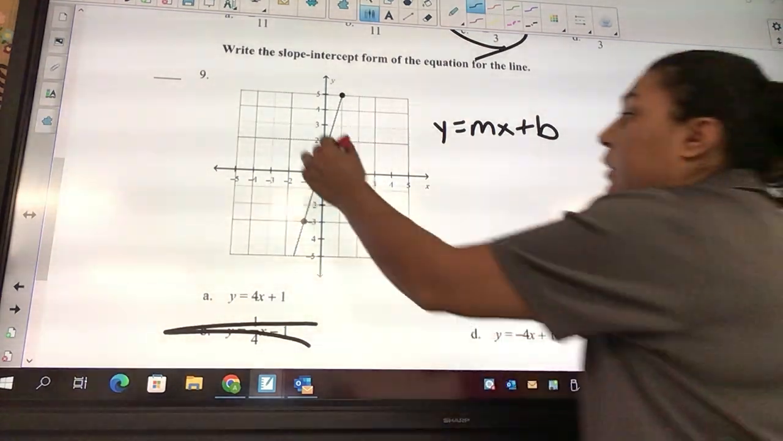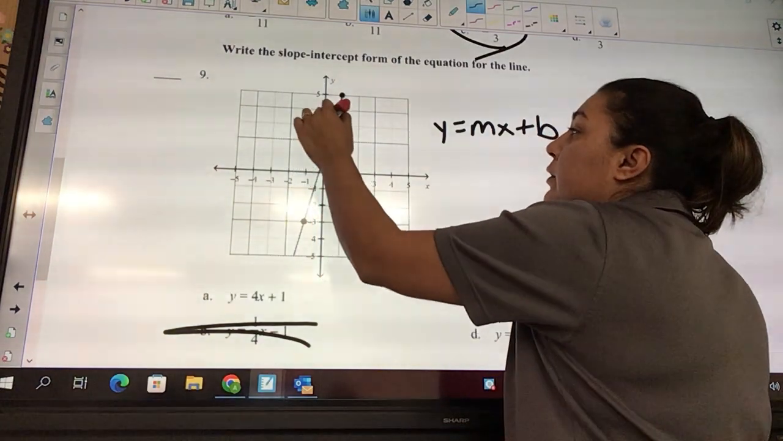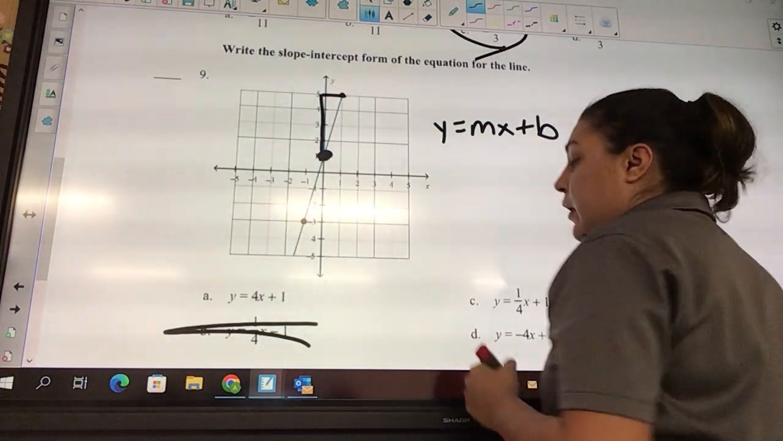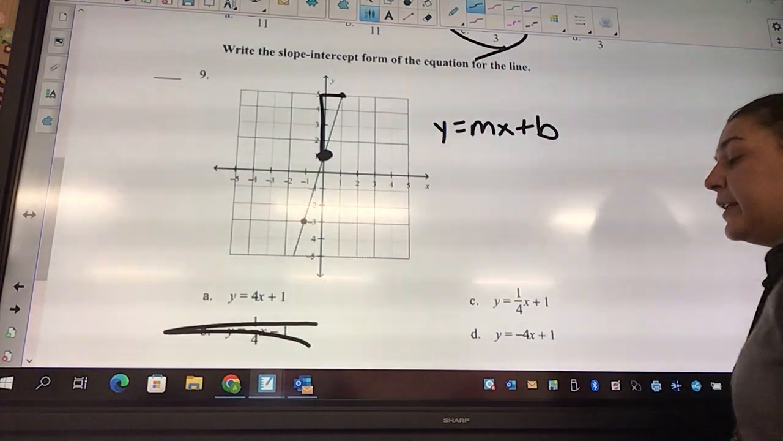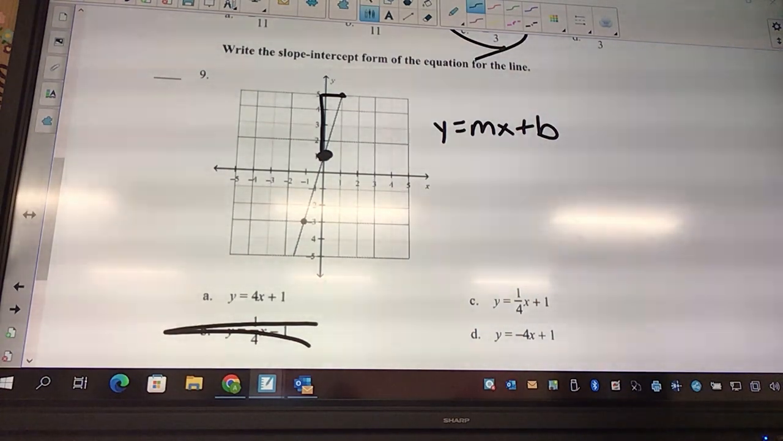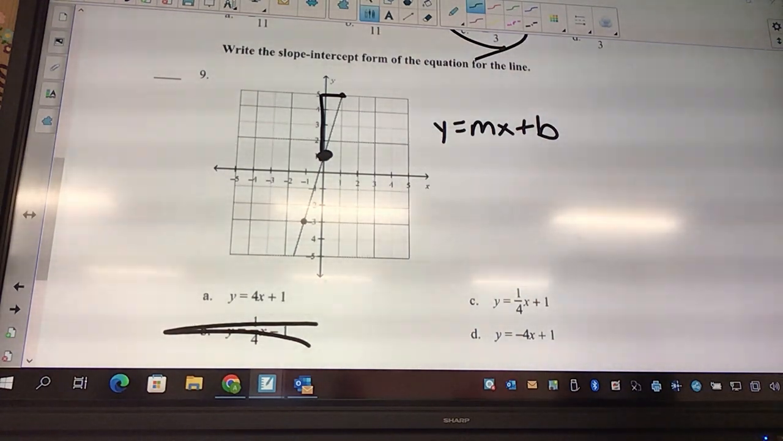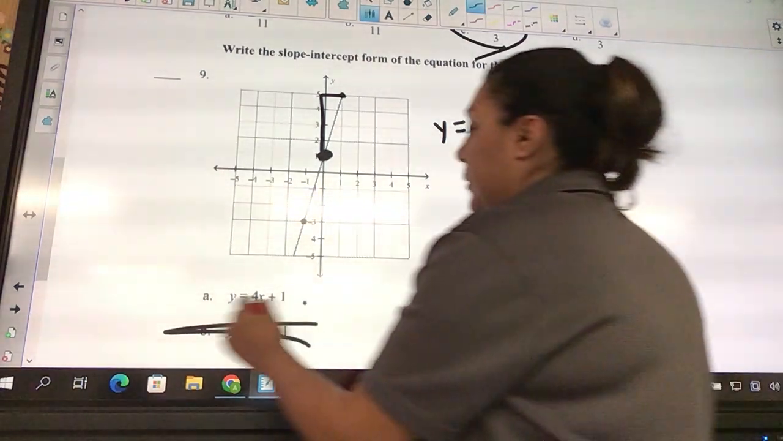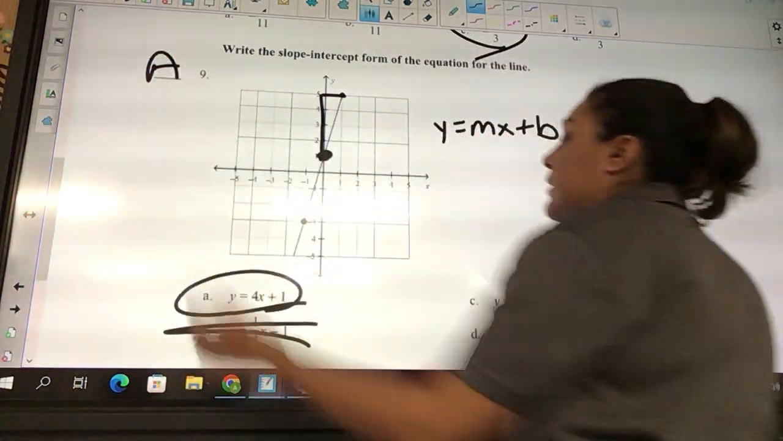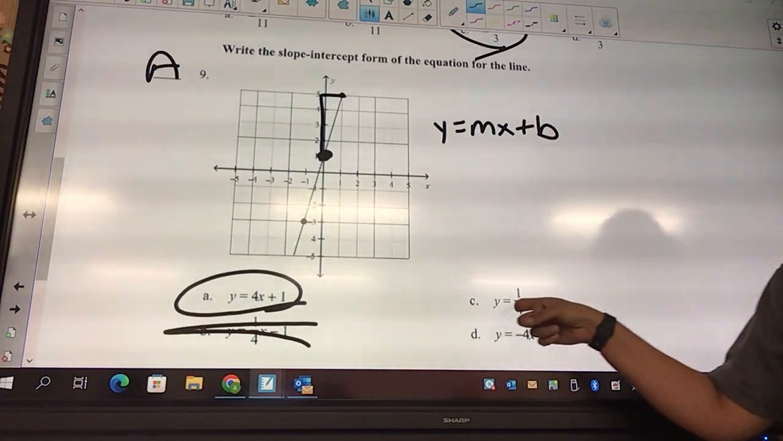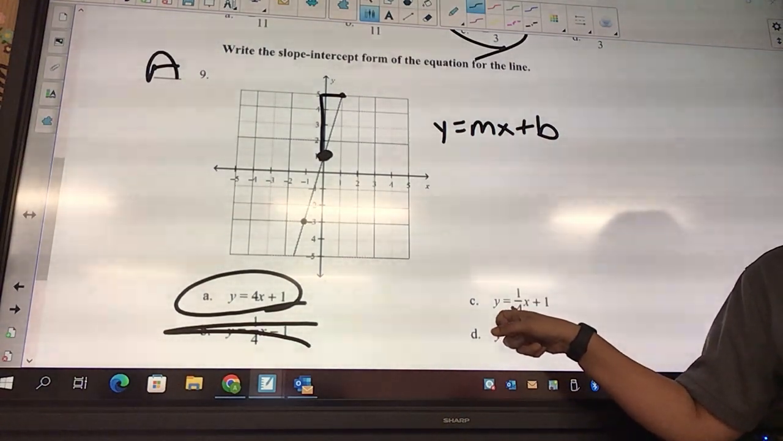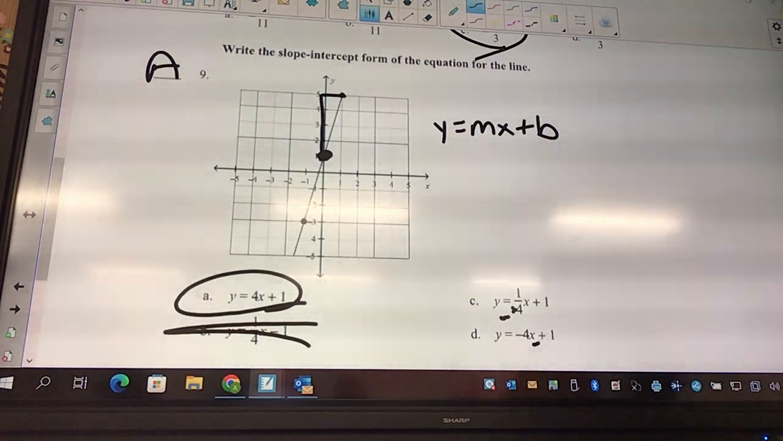4 over 1. Okay, we can go from here up 1, 2, 3, 4 over 1. So 4 over 1 is the same as what? 4. Okay, is that line positive or negative? Positive. It'd be A. Now, I know some of you guys think 4 over 1 and you're like, oh, I want to pick this one. 1 over 4 and 4 over 1 are two very different things. Okay, so don't accidentally pick that one.